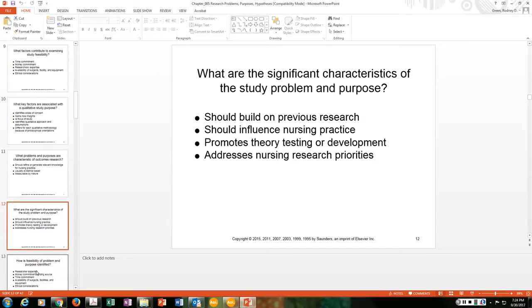What are the significant characteristics of the study problem and purpose? The study problem and purpose should build on previous research, should influence nursing practice, promote theory testing or development, and address nursing research priorities.